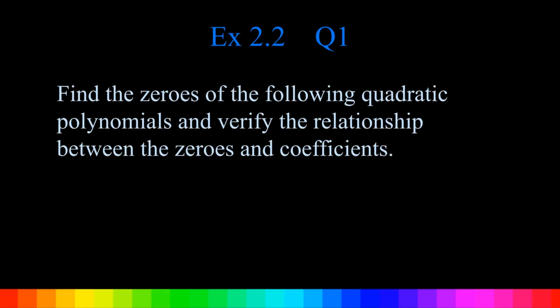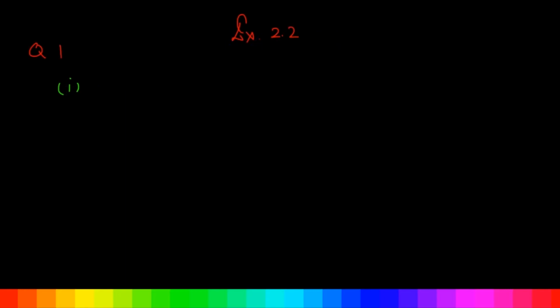Exercise 2.2, question 1. Find the zeros of the following quadratic polynomials and verify the relationship between the zeros and the coefficients. Part 1. x squared minus 2x minus 8. We'll solve this by the splitting the middle term method. For details on this method, you can refer to the video on the topic of splitting the middle term.